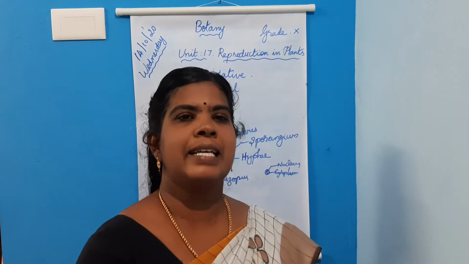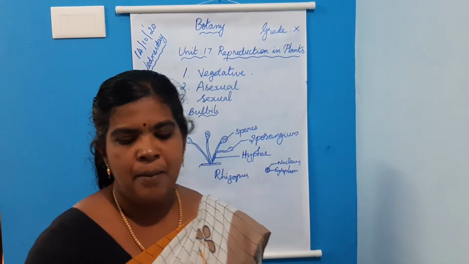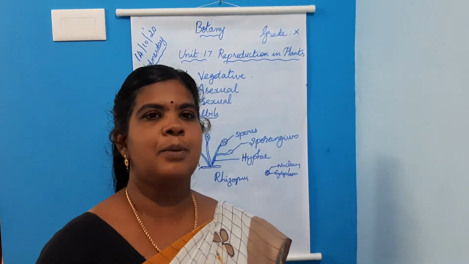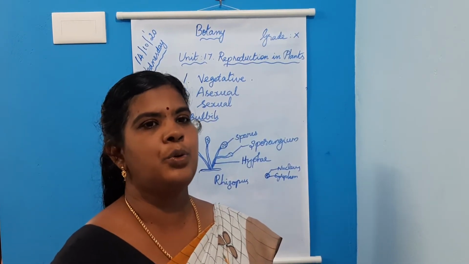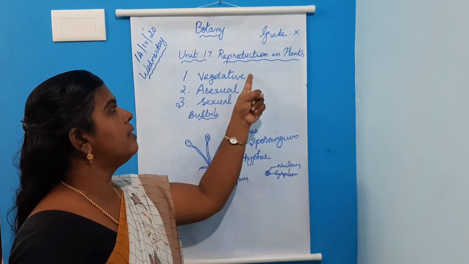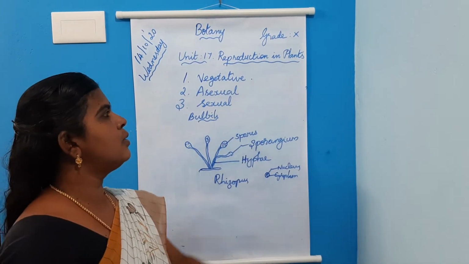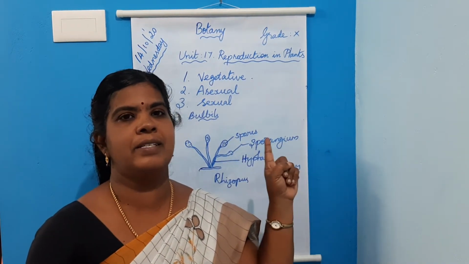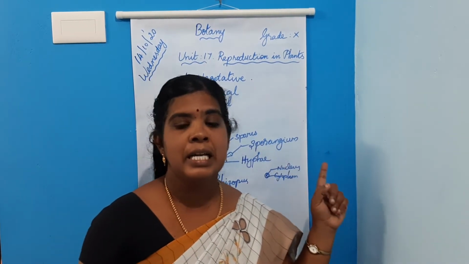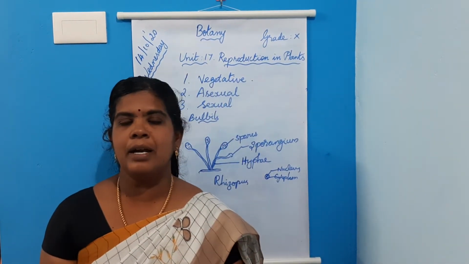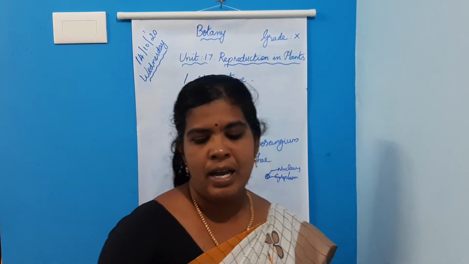Next, about sexual reproduction in plants. Sexual reproduction is the process of gametic union. In vegetative and asexual reproduction there is no gametic union; only mitotic division takes place. Here, in sexual reproduction, two gametes, male and female, fuse to produce the young one.